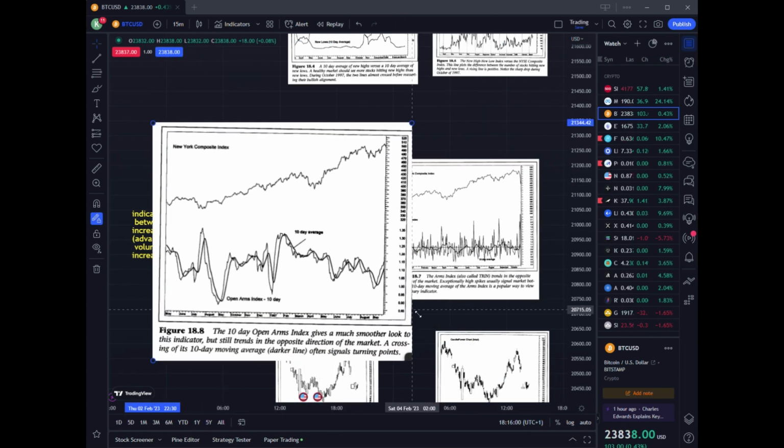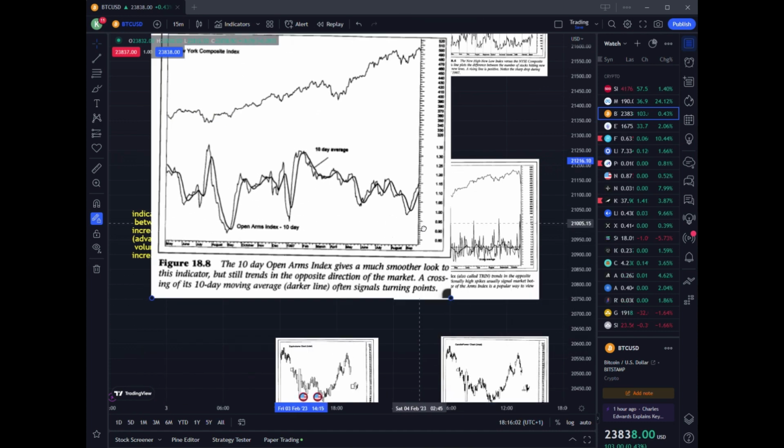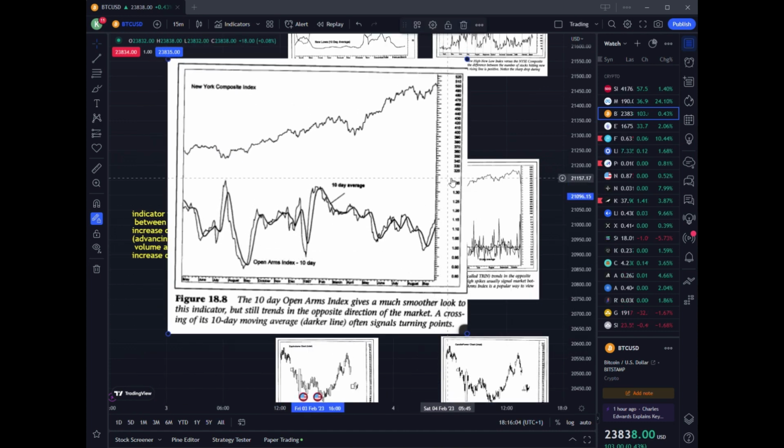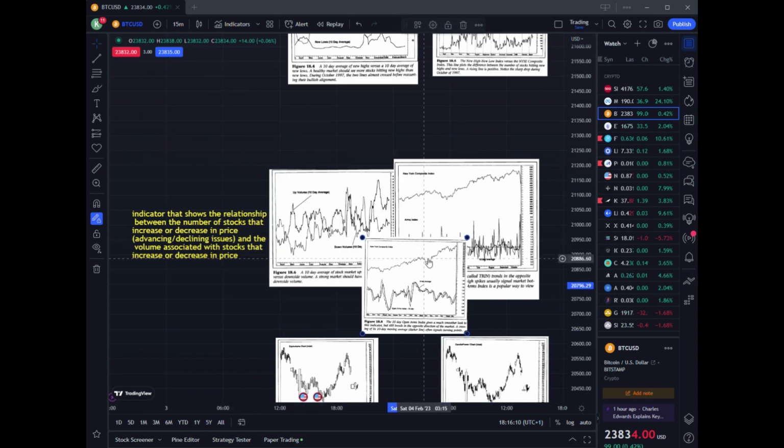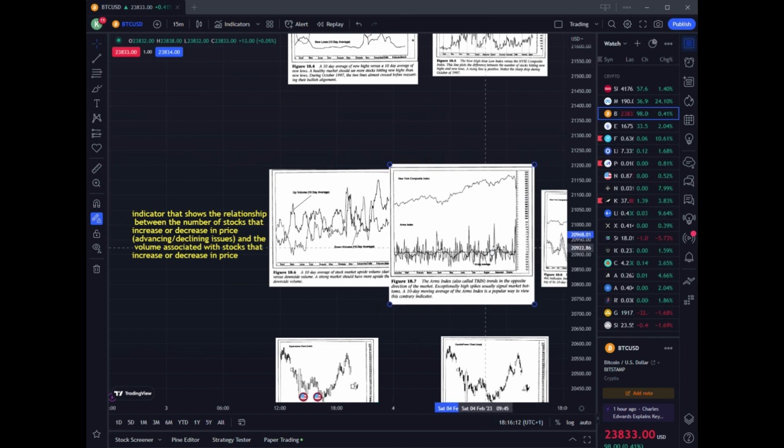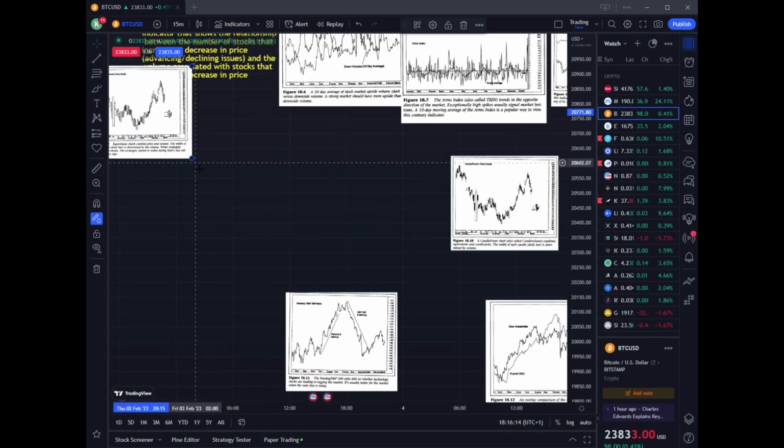See the last one. Not sure what this one is again. This is a moving average of 10-day open arms. It's smoothed down, it seems like. So yeah, that's probably what you can make of it, because this one isn't that clear, right?